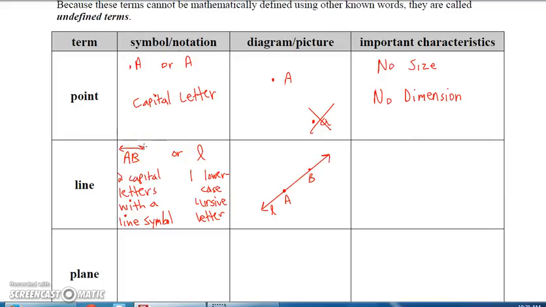So, what do we need to know about a line? Well, you've done this in algebra. It goes forever in both directions. So it has one dimension, which is length.